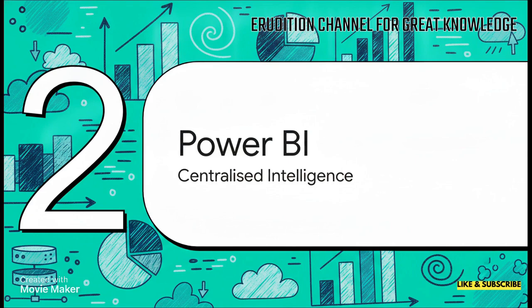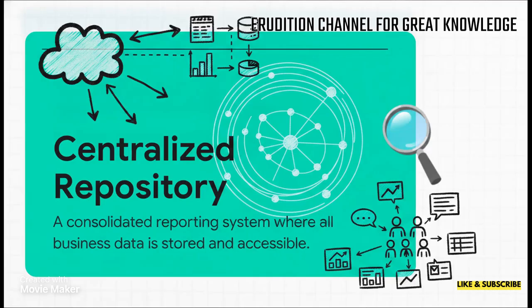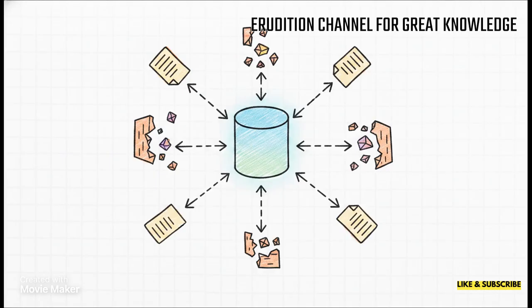Moving right along to number 2, Power BI, centralized business intelligence. So the crucial point is how Power BI functions as a centralized repository. It's essentially a consolidated reporting system where all of your business data is stored and it's totally accessible to all business users. It really sets itself apart by empowering end users to generate reports and seamlessly share insights across their whole organization.